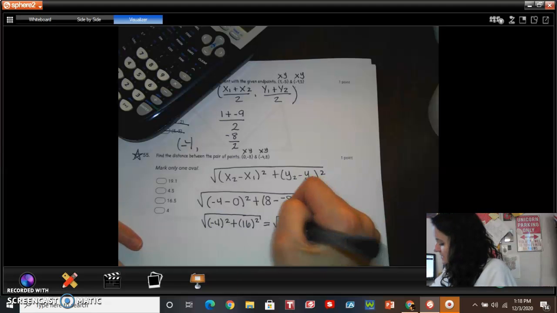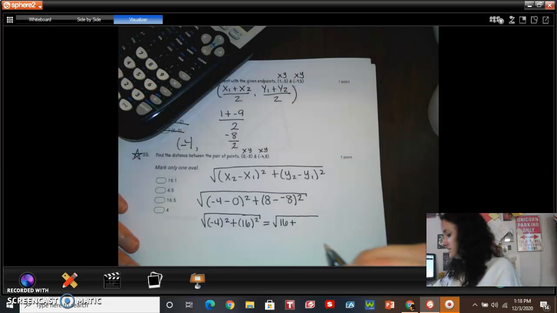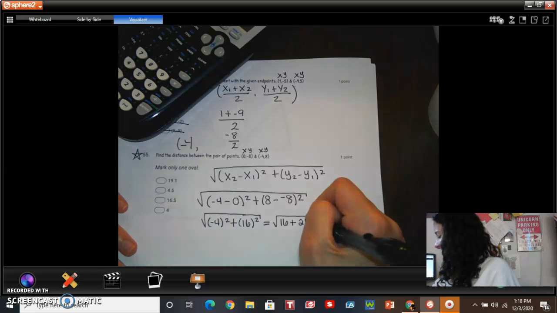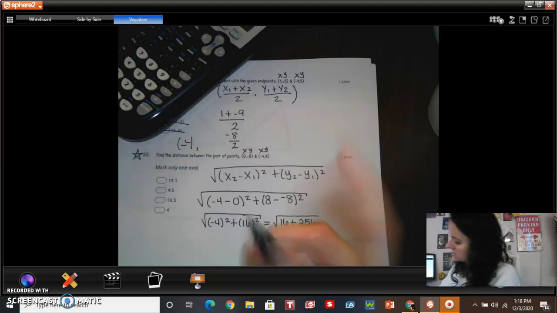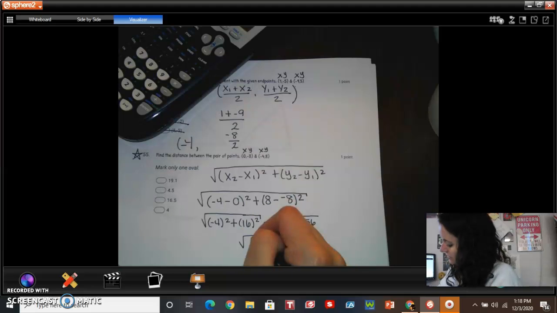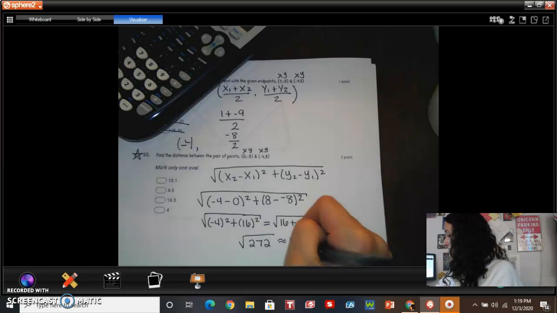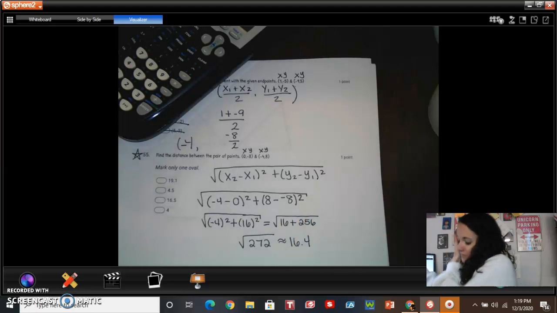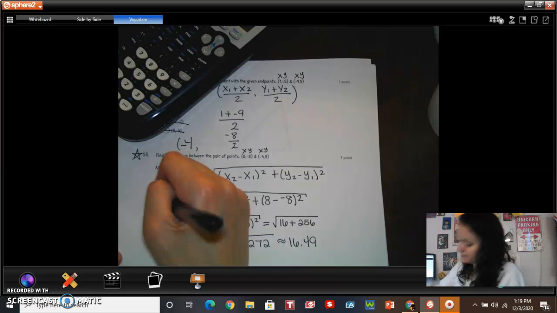So 4 squared is 16, plus 16 squared, I think I know, I did not know, 256 plus 16. So we get square root of 272. And then the square root is just a button on your calculator. If you're using your cell phone as the calculator, you just turn it sideways and you'll find that square root button. And our answer is 16.49, which is 16.5. Okay?